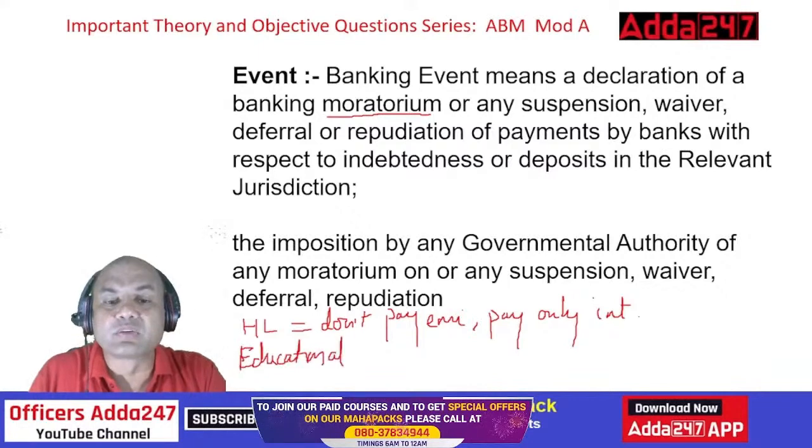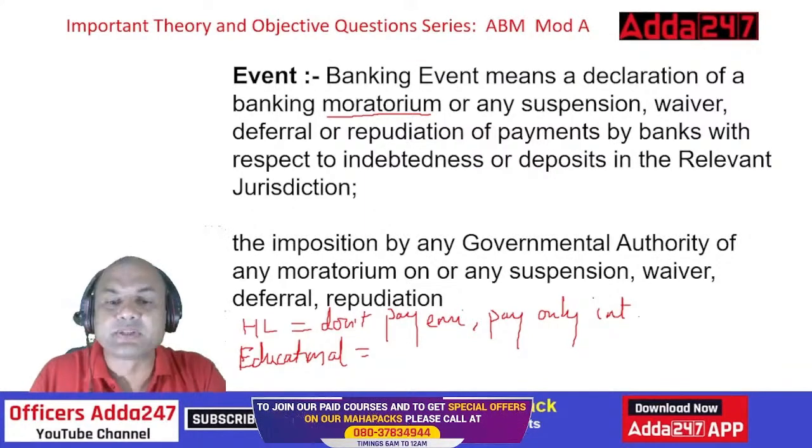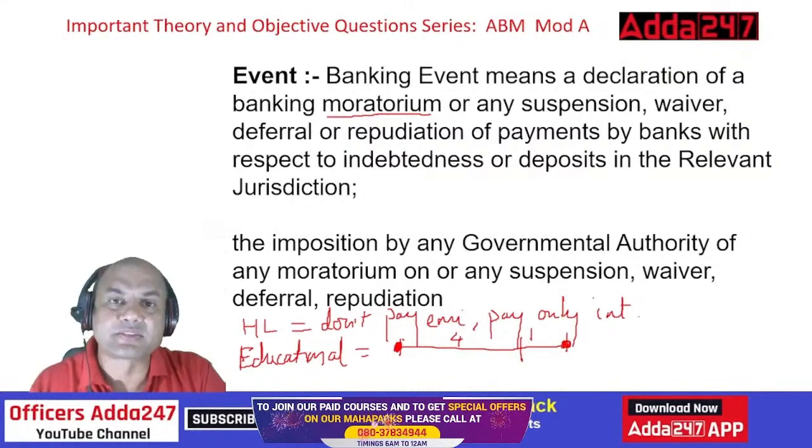How does the education loan work actually? Suppose I am having, let's say, 4 years of engineering generally, or medical is generally 5 years. So these 4 years plus 1 year for job searching, total 5 years, the bank doesn't ask anything from me. The bank has given me the loan, so up to 5 years, the bank doesn't ask me for any principal or interest.